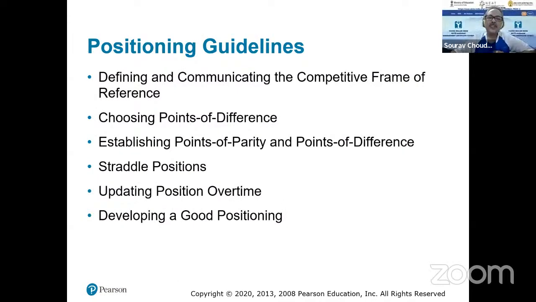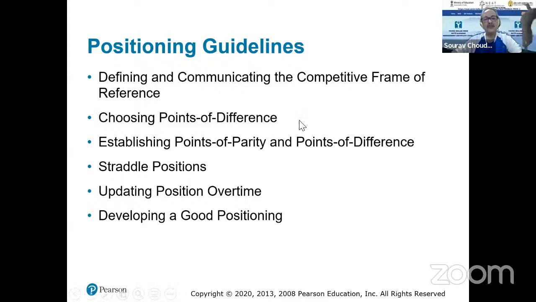Okay. Positioning guidelines, defining and communicating the competitive frame of reference. I have to define my competitive frame of reference. In the automobile industry, I am in the four-wheelers, in the sedan car segment. This is my competitive frame of reference. I am in the automobile category, in the four-wheeler category, in a hatchback segment. Or I'm in the two-wheeler segment, in the motorbike 100cc. So that's the competitive reference. Now, of course, I will not compete with 350cc.